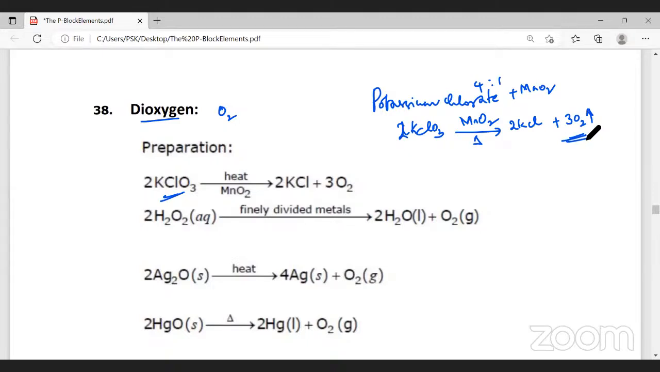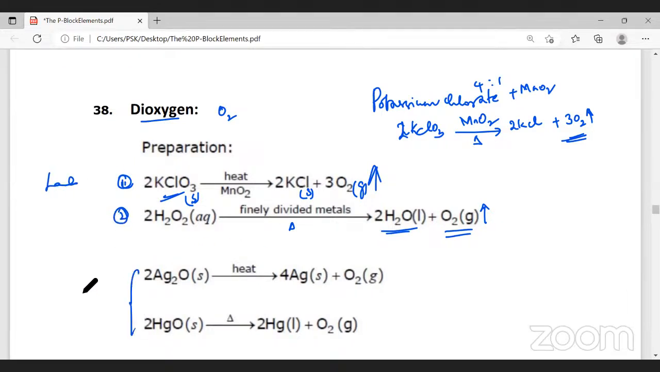That is one method. The second method is the catalytic decomposition of hydrogen peroxide with finely divided metals. Hydrogen peroxide, when heated with finely divided metals, decomposes to give water and oxygen gas. Please try to write the physical states every time. Oxygen is a gas. If you don't write the physical state, you can lose a part of the marks in the exam.